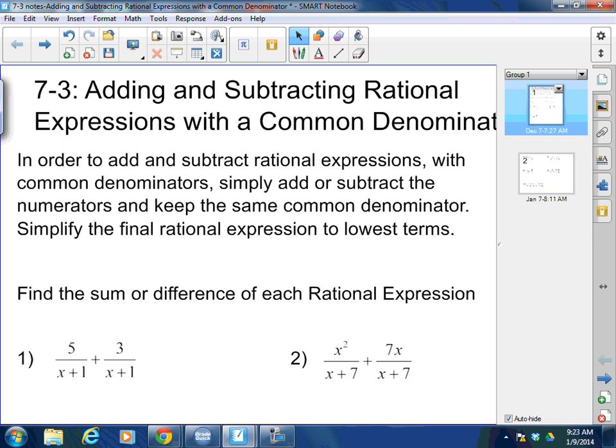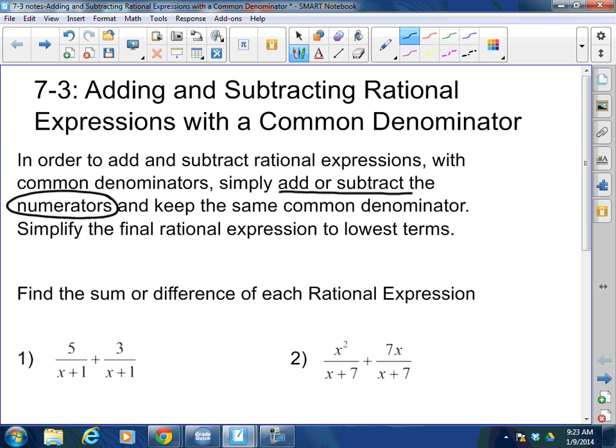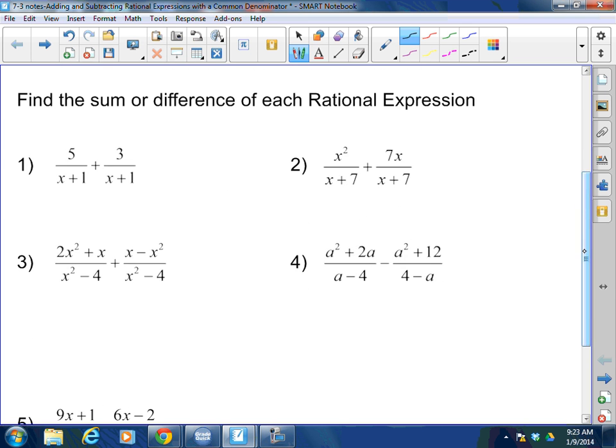How does this apply to what we're doing today? It is identical. In order to add or subtract rational expressions with common denominators, simply add or subtract the numerators and keep the same common denominator. It's literally that easy. And then from there, we can simplify the rational expression as we've already learned before. Simplify the final rational expression to lowest terms. So there's not much to do here except for practice, practice, practice.